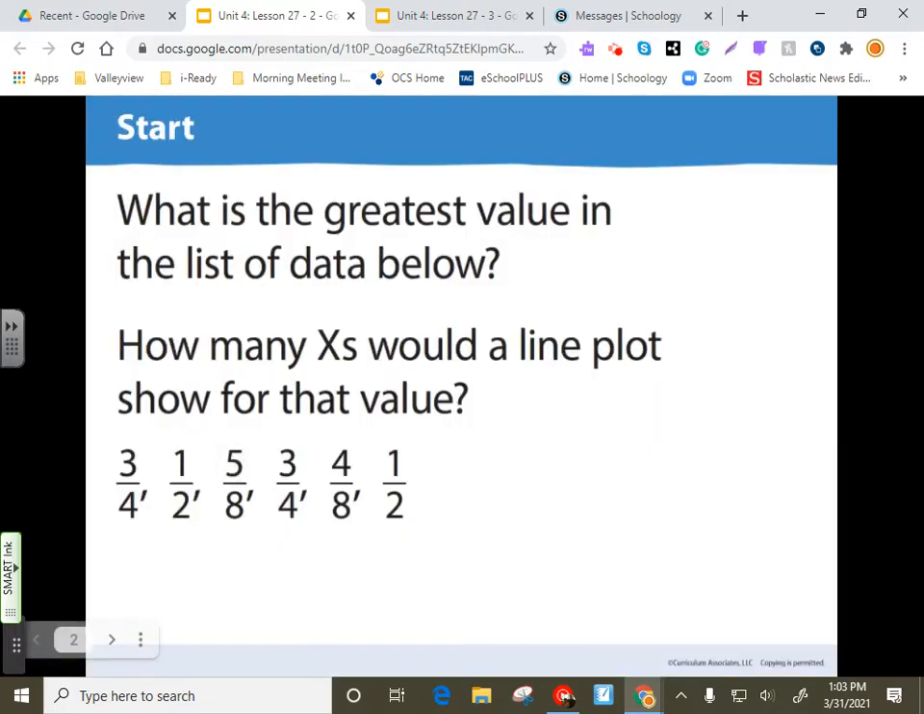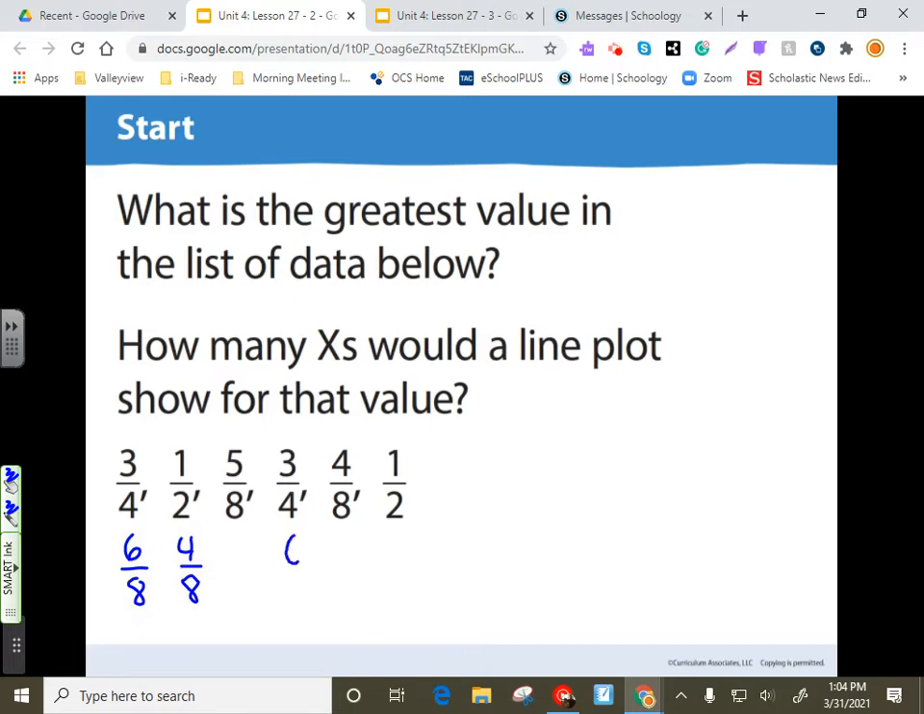For this one, what's the greatest value in the list of data below? The data here is in the form of fractions, so we have to determine what's greater. Sometimes with fractions, as we see here, it's really hard to tell when you've got a different denominator for most of these. So what we have to do is find a common denominator. The common denominator I was thinking of using is 8, because it's easy to change a 4 or a 2 into an 8. So 3/4 becomes 6/8. 1/2 becomes 4/8. And 5/8 we leave alone because it already has an 8.